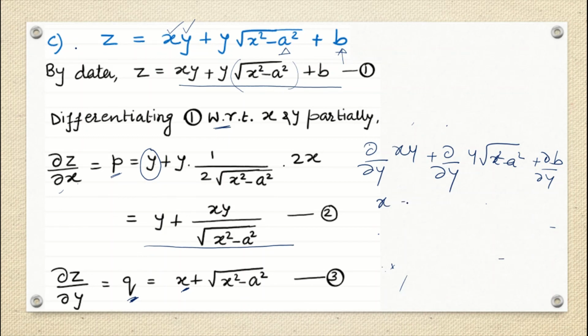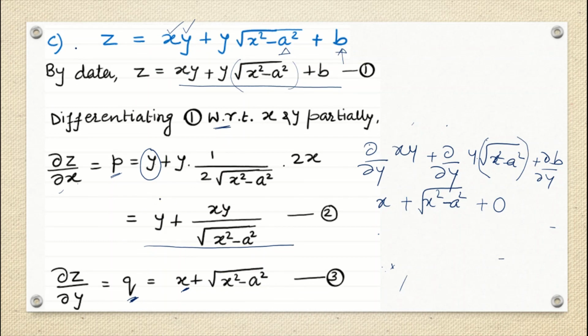So plus this is ∂/∂y of y into constant, correct? Because if I'm talking about y, that means x I'm treating as constant, and this is already constant. So I have taken √(x² − a²) outside, and ∂/∂y of y will give you 1 only, plus ∂/∂y of constant will give you 0. So finally you got q equals x plus √(x² − a²).